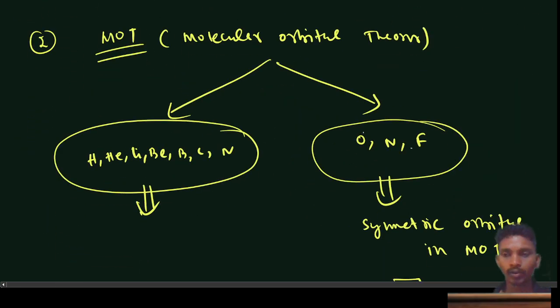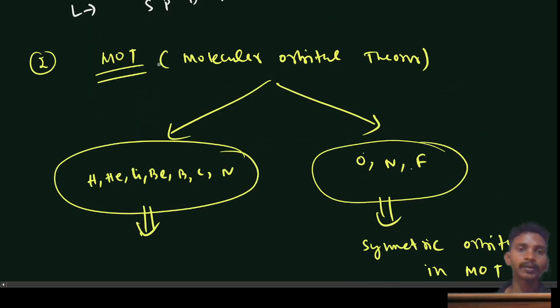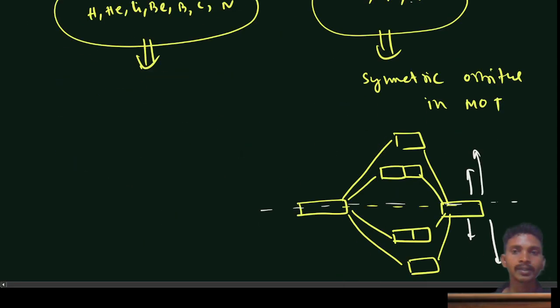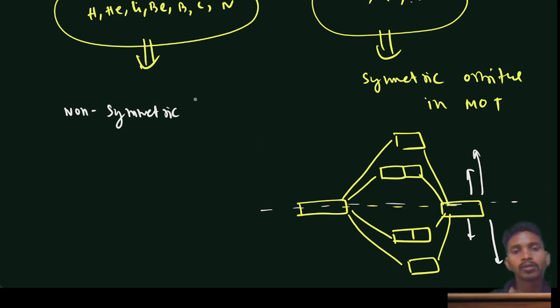So symmetric orbital diagrams will be there for oxygen, nitrogen, and fluorine. And for atoms like hydrogen, helium, lithium, beryllium, boron, carbon, and nitrogen, these are non-symmetric orbitals.